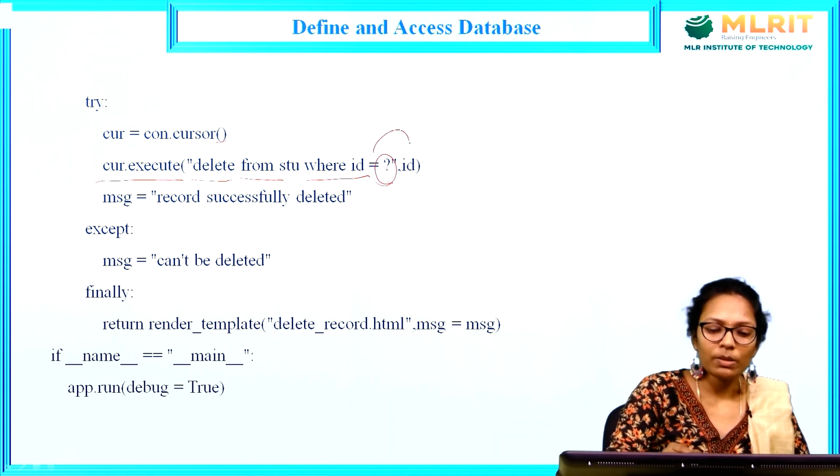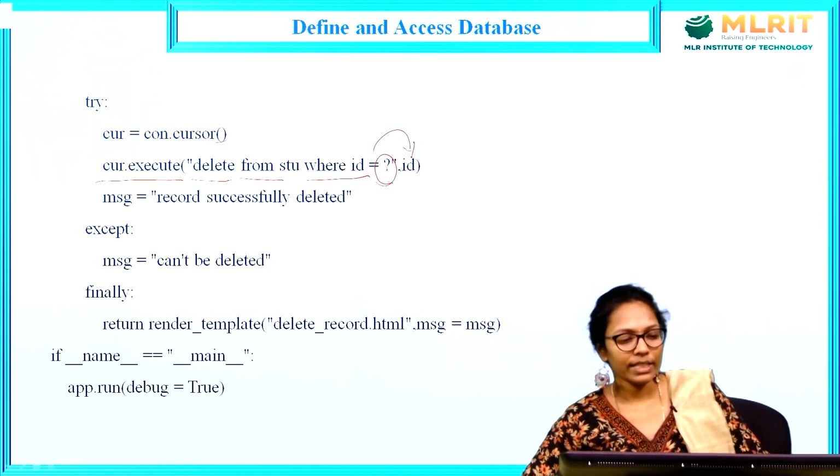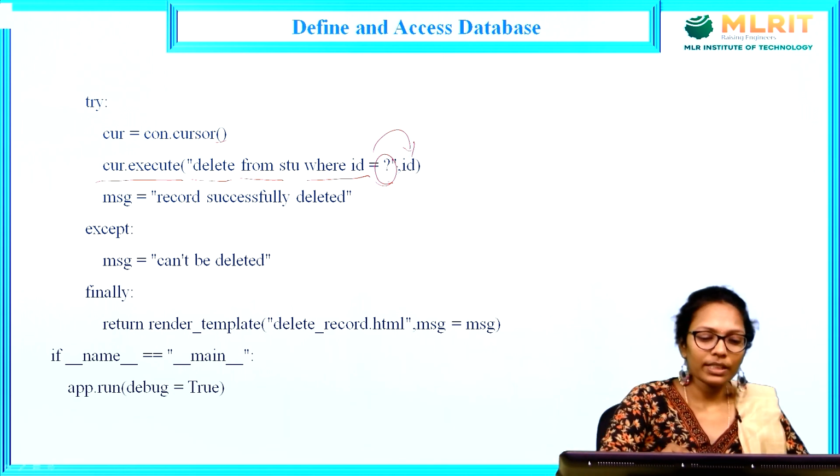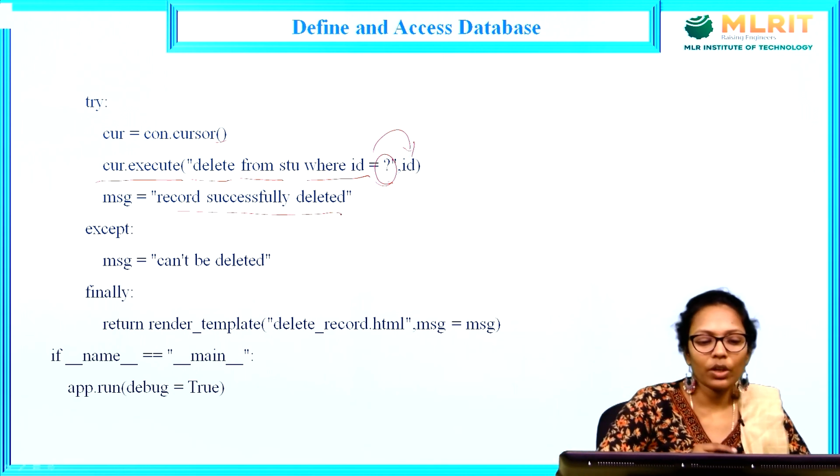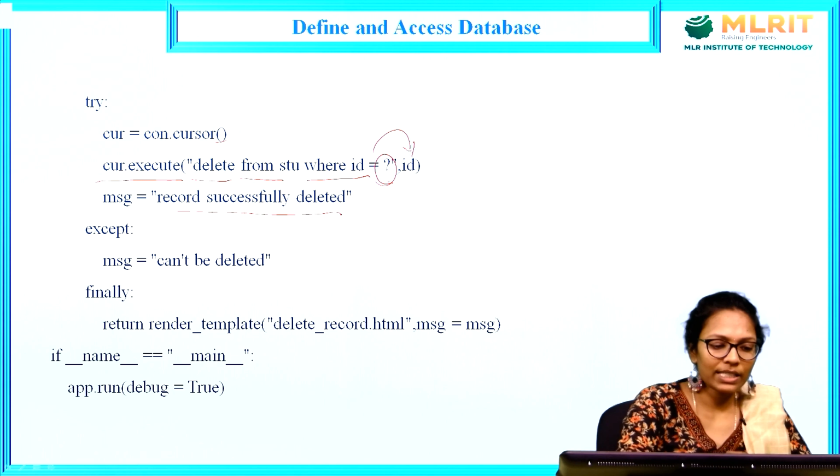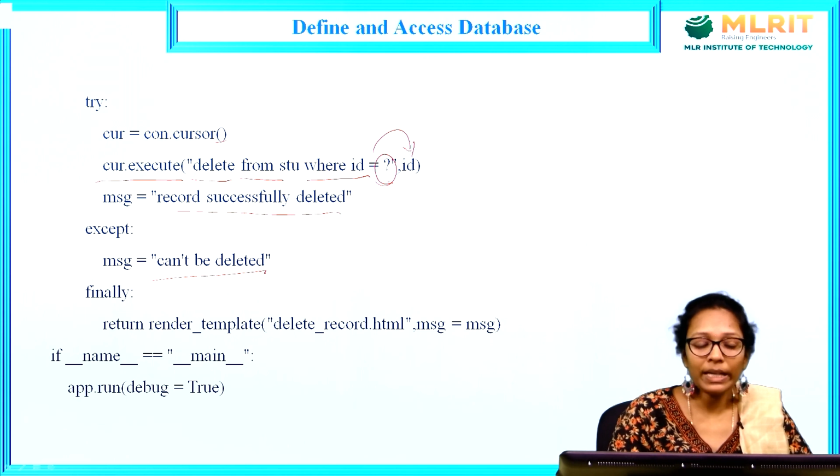What is this question mark? ID, comma, ID. So now, if it is successfully deleted, you are printing a message, record deleted successfully, except if you have any error, then it is giving a message, can't be deleted.